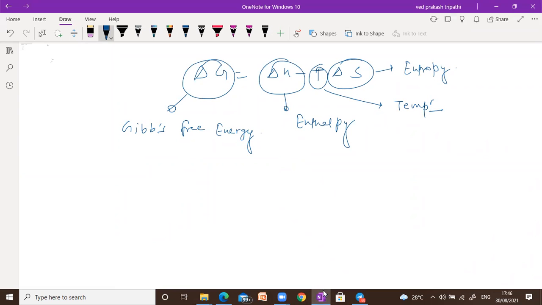And you know that whenever delta G is negative, the reaction will be spontaneous. Spontaneous is forward. Whenever delta G is positive, the reaction will be non-spontaneous. And whenever delta G is equal to 0, the reaction will be at equilibrium. Note this.